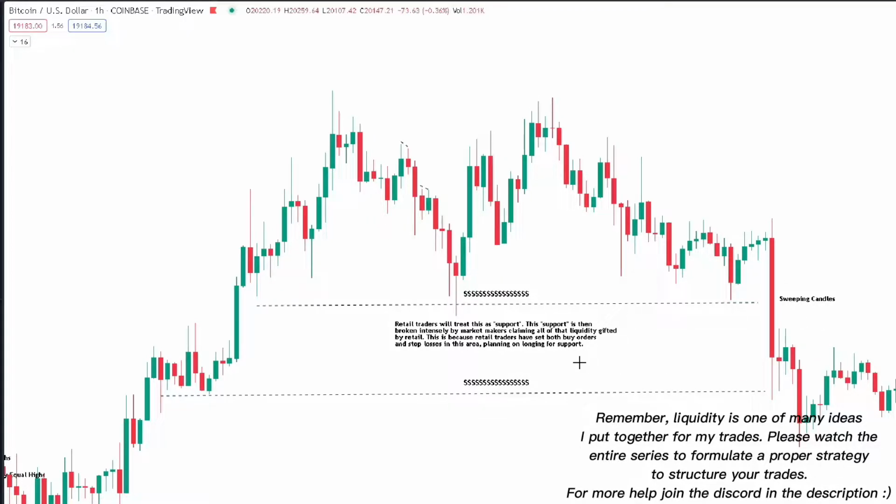This is because retail traders set both buy orders and stop losses in this area, planning to go long. So if they don't understand the idea of Wyckoff distribution, there might have been a lot of people who went long right here, assuming the price would moon. But that is exactly the opposite of what happened. So if you understand this, there's a lot of distribution going on here, and a lot of accumulation of liquidity on both these areas right here, where retail thinks is support. And as you can see, we have giant sweeping candles. Let's sweep up all this liquidity.